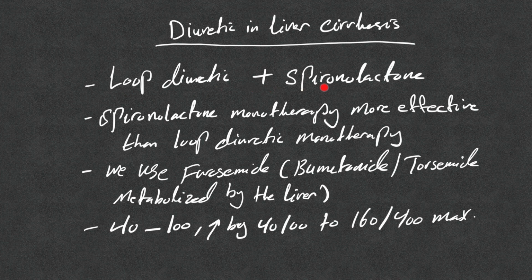We always need combination diuretics, loop diuretics and spironolactone from the potassium-sparing diuretics. Monotherapy is way less effective. And if you decide to use monotherapy, remember spironolactone monotherapy surprisingly is more effective than loop diuretic monotherapy. And we use furosemide typically from the loop diuretics because bumetanide and torsemide are metabolized by the liver. The ratio is 40 to 100 milligram, and if we want to titrate up, we increase by 40 to 100 milligram to a maximum of 160 milligram of furosemide and 400 milligram of Aldactone or spironolactone.